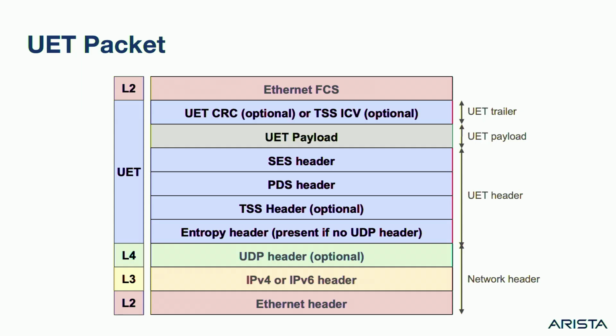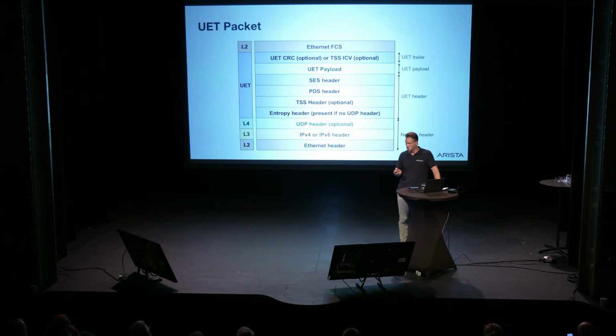There are two main fields in the UET header. You have the PDS, the packet delivery sublayer, and that's really responsible for all the functions that I've talked about, the congestion control, the packet spraying, and all of that. And then you have the SES, the semantics sublayer, which maps the payload to the actual packet, so the RMA functionality, setting the correct RMA destination address into memory and so forth.